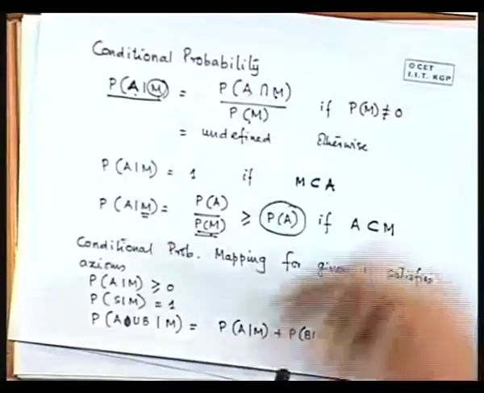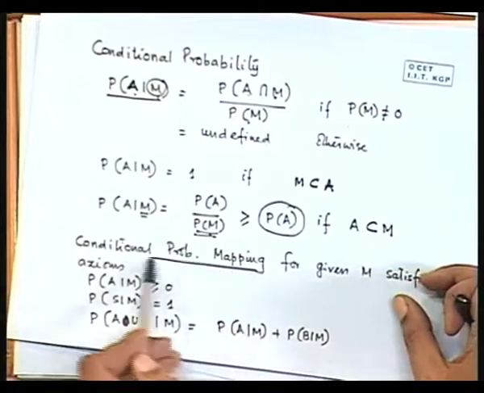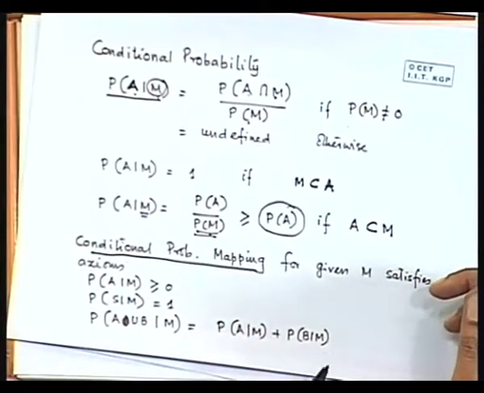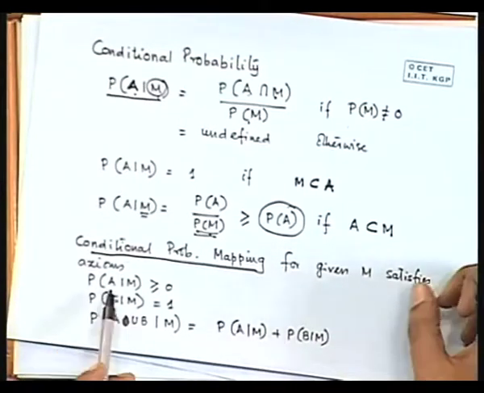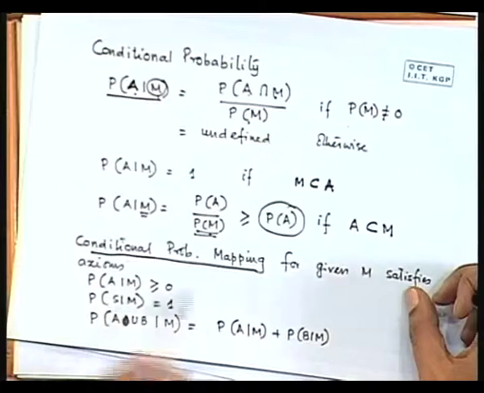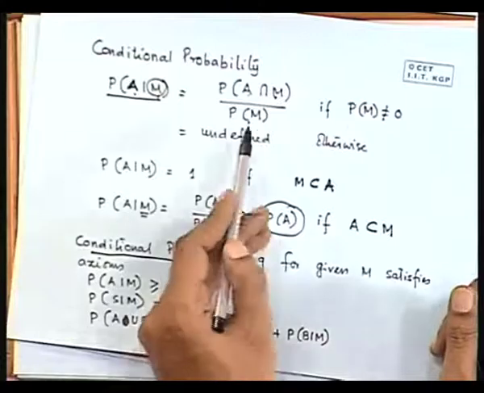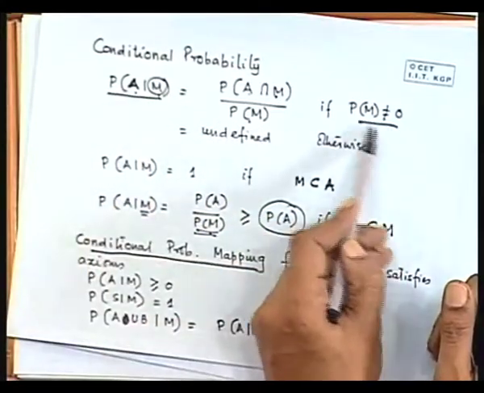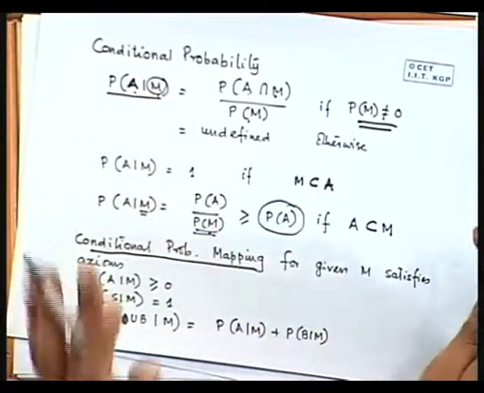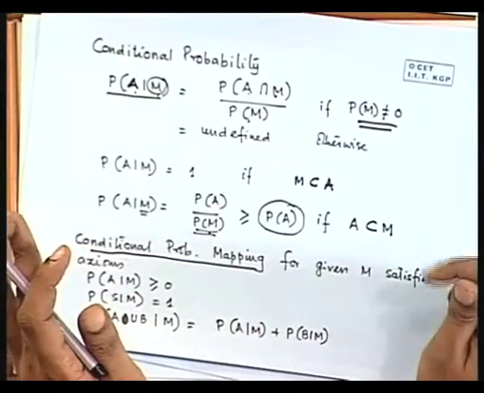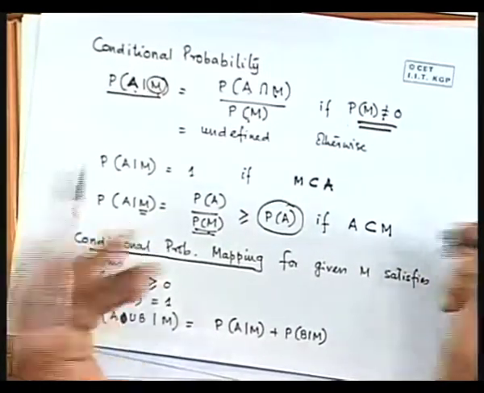Of course, you can always verify that this conditional probability mapping also satisfies the axioms. Again, probability of A given M is obviously greater than or equal to 0. First of all, note that this is defined only if probability of M is not equal to 0. If probability of M is equal to 0, probability of A given M is undefined. You cannot talk about probability of A given M when probability of M is 0, because it makes no sense.